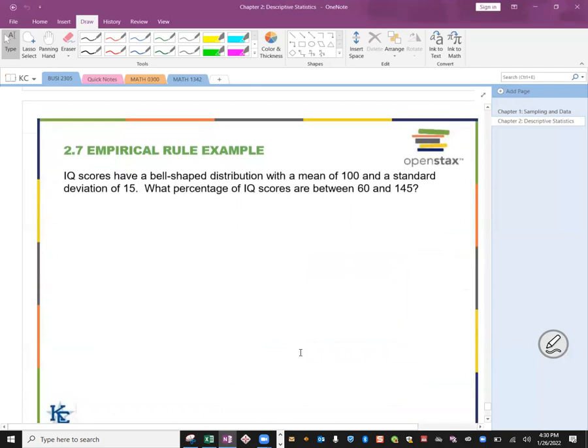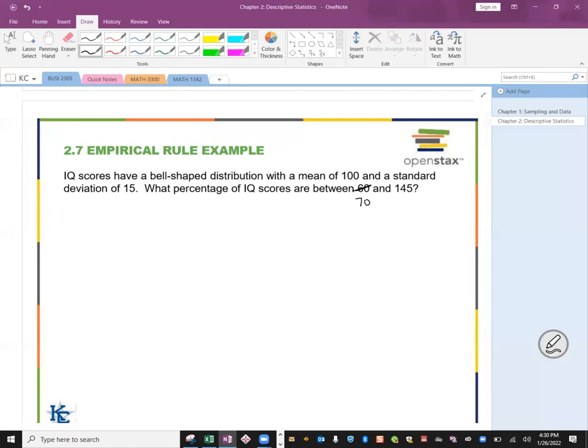So 2.7 empirical rule example. IQ scores have a bell-shaped distribution with a mean of 100 and a standard deviation of 15. What percentage of IQ scores are between 60 and 145? There is a mistake on these. I meant to type 70 here. So if you'll just go ahead and fix that on your own notes so that we can do this together.